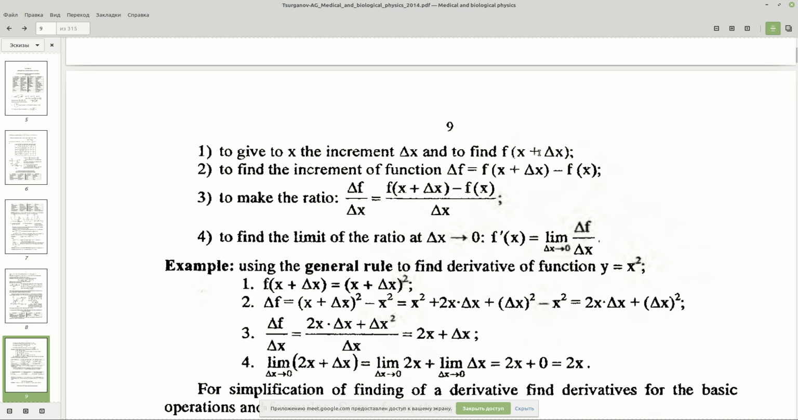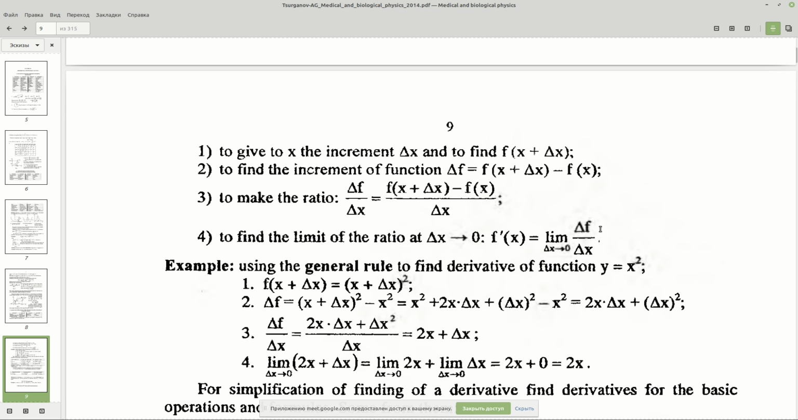Delta f equals f of x plus delta x minus f of x. Third, make the ratio delta f divided by delta x, so f of x plus delta x minus f of x, divided by delta x. And fourth, find the limit of the ratio as delta x goes to 0. It's f prime of x, which equals the limit as delta x goes to 0 of delta f divided by delta x.